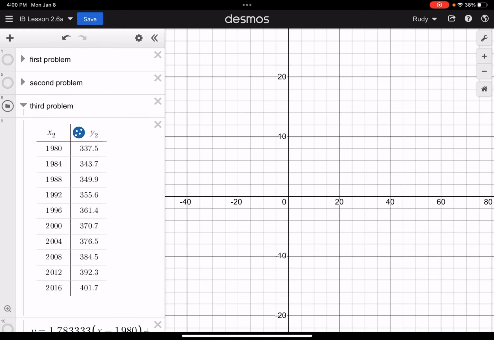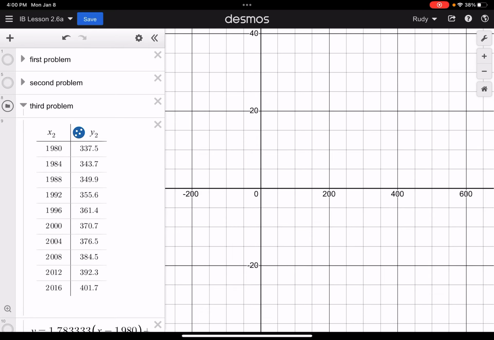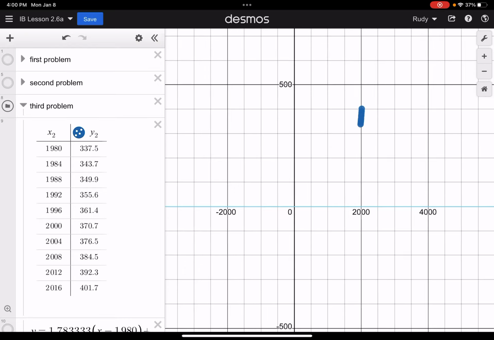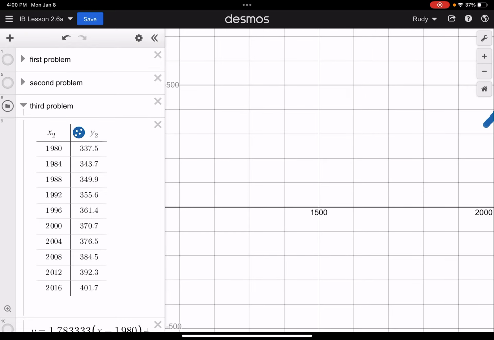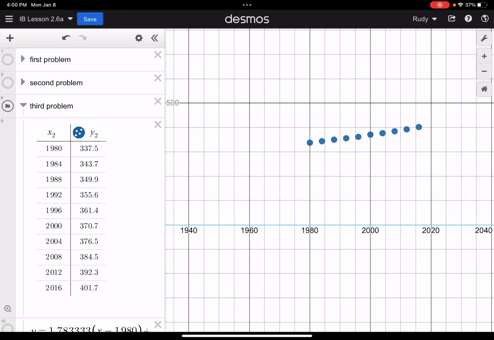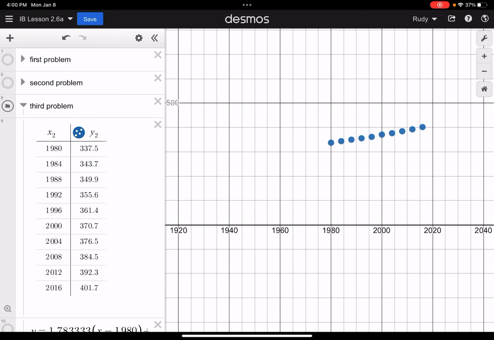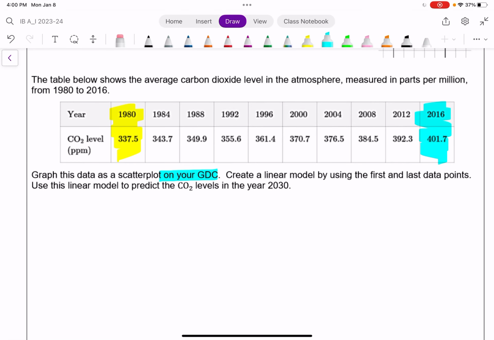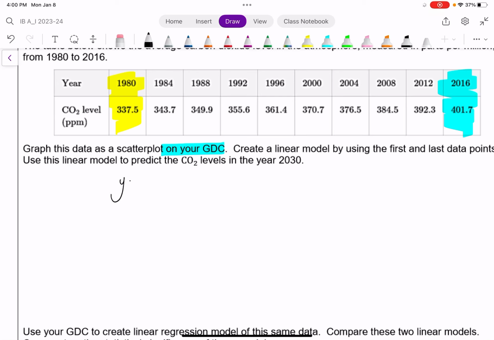And so for this, I want to check. I'll just kind of adjust my scales here. Oh, there we go. All right, so that's showing my scatter plot. You can see it has a linear model, seems to make sense here. So how do I come up with a linear model? So there's two approaches we eventually want to do. First, we're asked to create a linear model by looking at the first and last data points. So keep in mind, any linear equation can be written in this form, point slope form or gradient slope form.